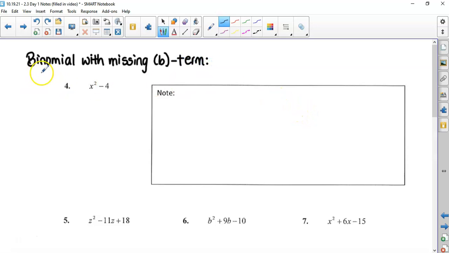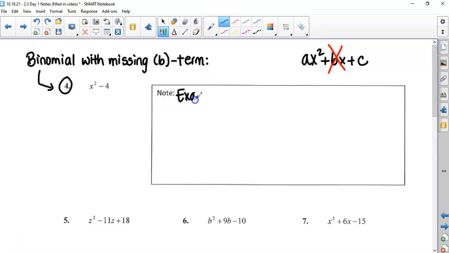Binomial with missing b term. That example is going to be number 4 right here, right? Remember, it's ax squared plus bx plus c. So if I have a missing b term, I am now down to a binomial. Ax squared plus c, that's a binomial. And a is 1 in this case, right? There's an invisible 1 right there. So let's talk about this using the note box over here.